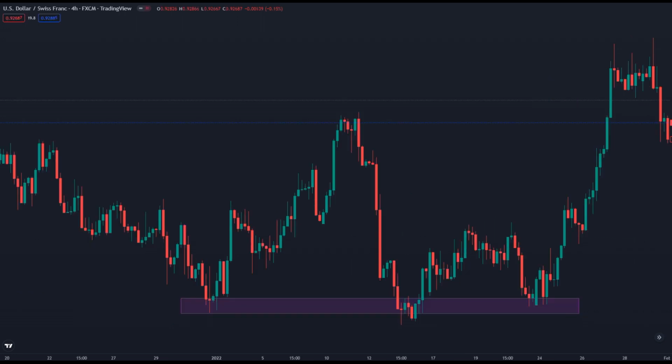Let's have a look at a second example in a second pair, here in US dollar Swiss franc, also the 4-hour chart. First, we draw in a support and resistance level again. So we have here a big resistance that was tested twice before. As price approaches this resistance level again, the candles are getting smaller and smaller, losing momentum. And there's also a long wick candle rejecting the level.